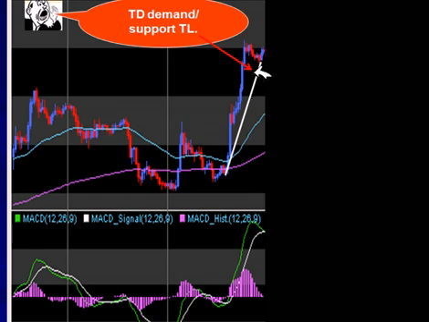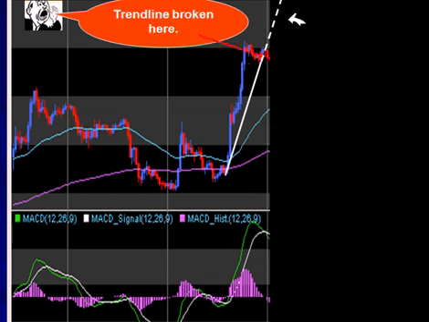Followed by a demand or support trend line, a Tom DeMark demand or support trend line, swing lower, cycle low, back to the last most recent swing lower, cycle low, projected out in the future, and we have a trend line break here. Now we're looking to buy this pair. We're not looking to sell this pair.